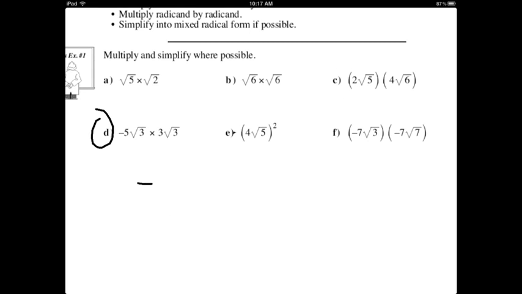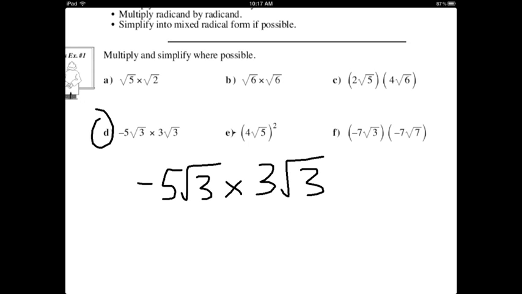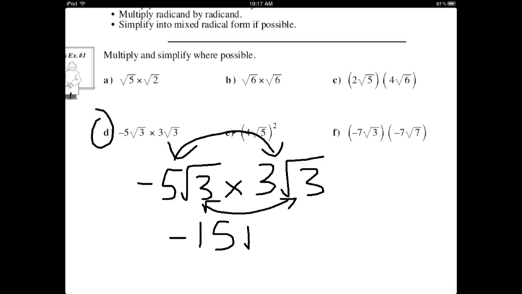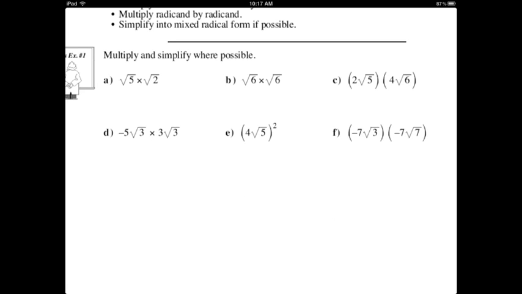For D, you have negative 5 root 3 times 3 root 3. Work with your coefficients. Negative 5 times 3 is negative 15. And then multiply your radicands together. So you have root 3 times root 3, which is basically root 9. Now 9 is a perfect square, so this is going to be negative 15 times 3, which is equal to negative 45.